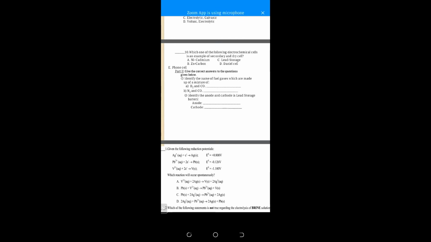Take D, Daniel cell. Daniel cell is an example of primary wet. Lead storage, the car battery, is secondary wet. Zinc carbon means Leclanché cell, the ordinary cell. It is an example of primary dry. The answer will be A, nickel cadmium. The answer is A. Is it clear?